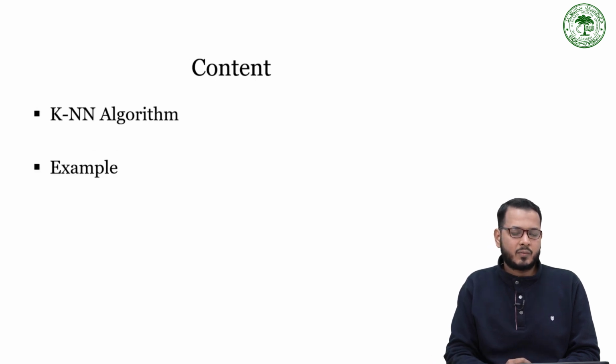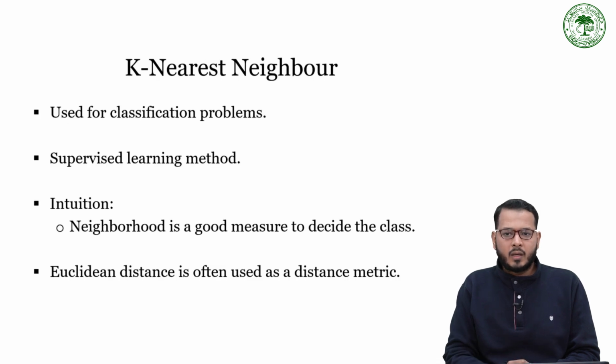In today's lecture, we will try to cover the k-nearest neighbor algorithm, and we will also discuss one example to see the inner working of the algorithm. The k-nearest neighbors algorithm is a simple yet powerful machine learning technique used for both classification and regression tasks. It operates on the principle that similar things exist in close proximity.